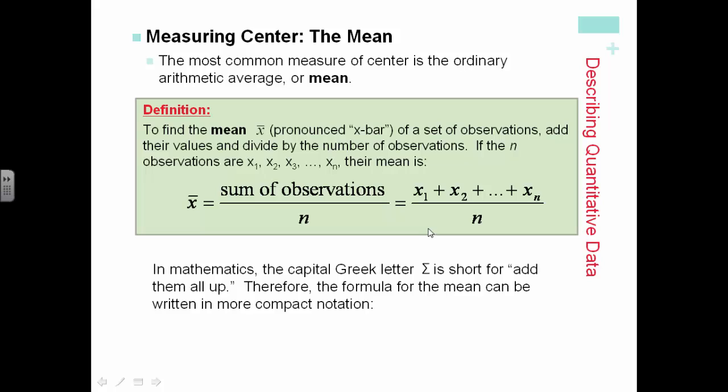X bar is used to find the mean, and we also have a Greek symbol which is called sigma, which is a short way to say add everything together. So the way that we use our formula for mean: X bar, the mean, equals add all of the values together from the observations and then divide by however many numbers you have for the observation.